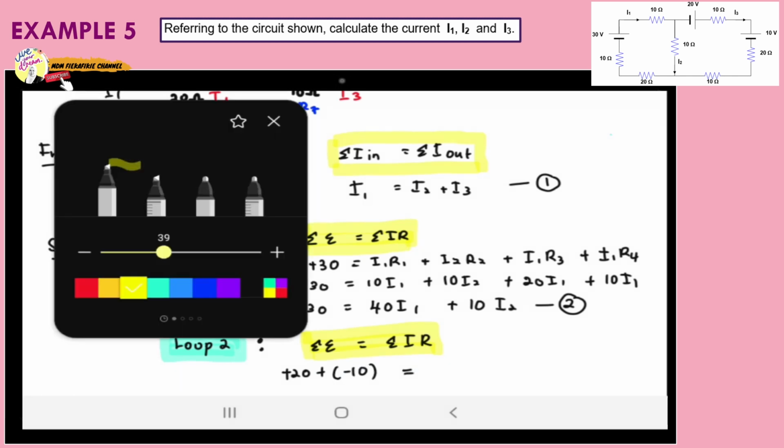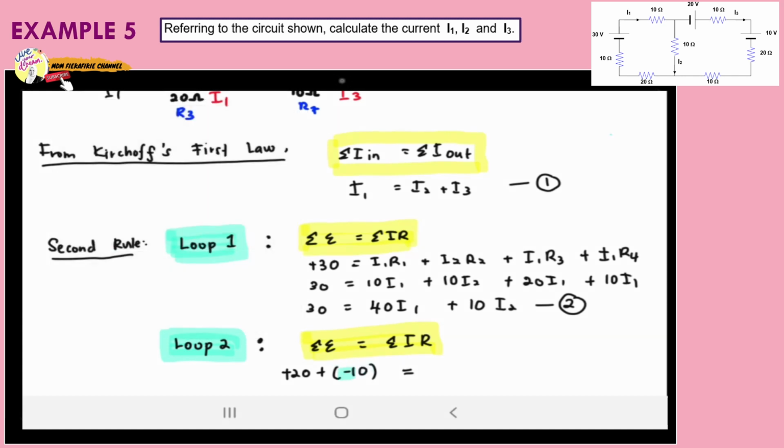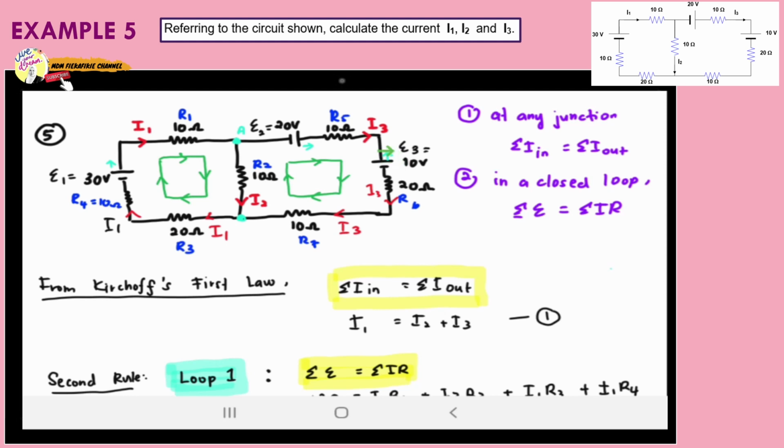Why is it negative? Again, I repeat. This is negative because the flow of current that supposedly comes from EMF 3 should be upward, but our loop here is downward. So they are in opposite directions, so the sign for EMF 3 should be negative.